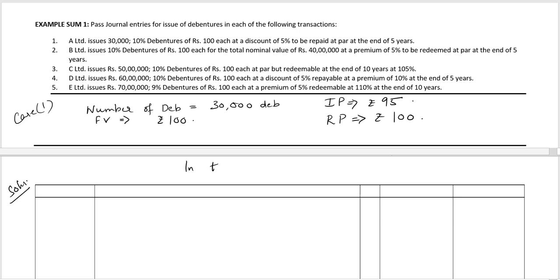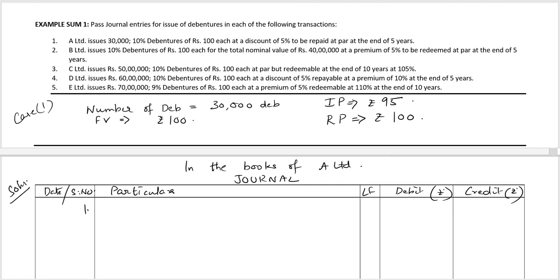In the books of A Limited, journal, date/serial number, particulars, LF, debit rupees and credit rupees.